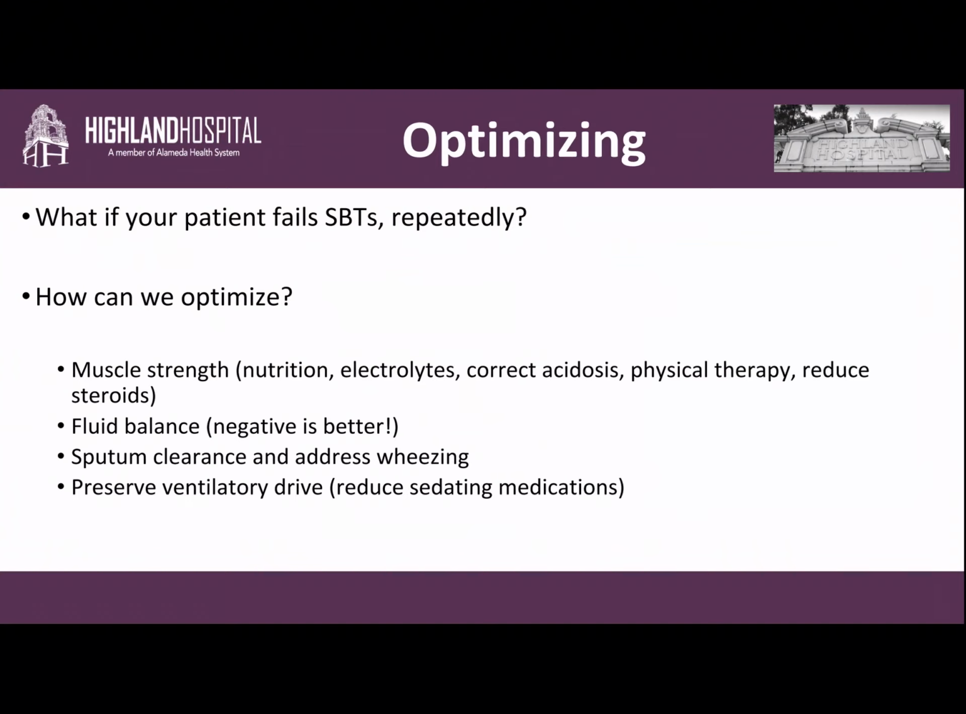Fluid balance is very important. It is hard to extubate a patient who is very volume overloaded. So getting them to an appropriate fluid balance, as negative as possible, is generally the favored approach. We also want to work on sputum clearance and address any wheezing issues. Finally, we want to make sure that the patient's respiratory drive is preserved, and we'd like to reduce sedating medications whenever possible.